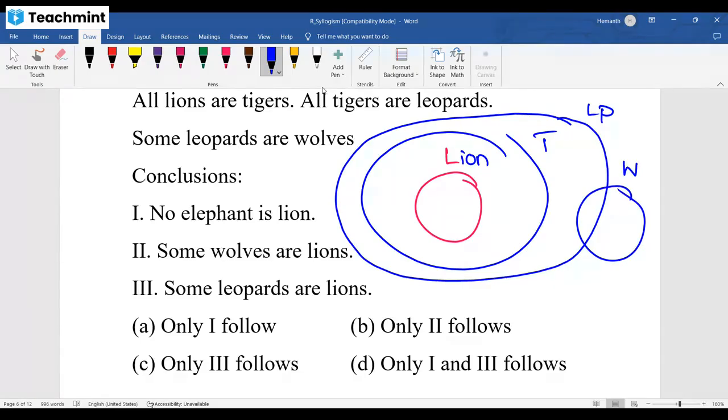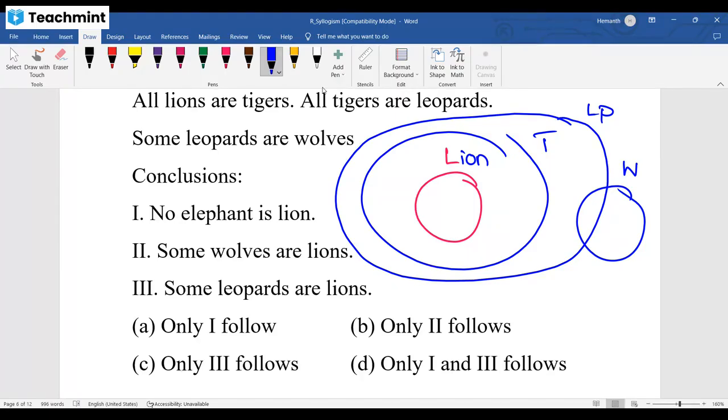I can draw a bigger diagram also, which may connect to tiger, which may connect to lion also. I can draw like that also. We can draw plenty of diagrams. But I said, by experience, after solving some questions, or with the options also. Now, see, this point is very important.